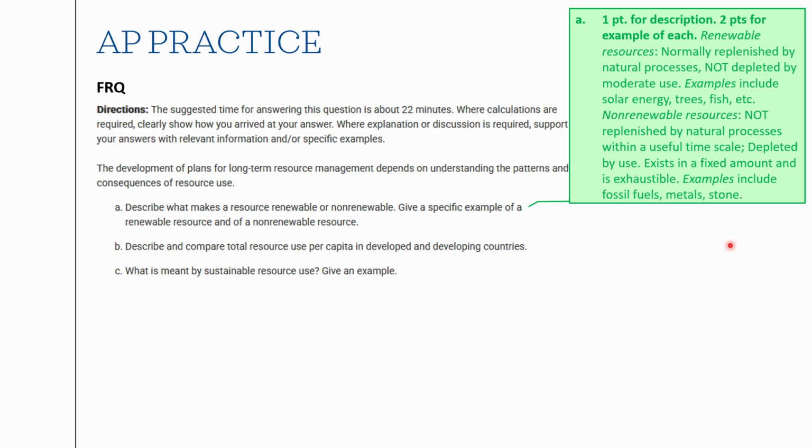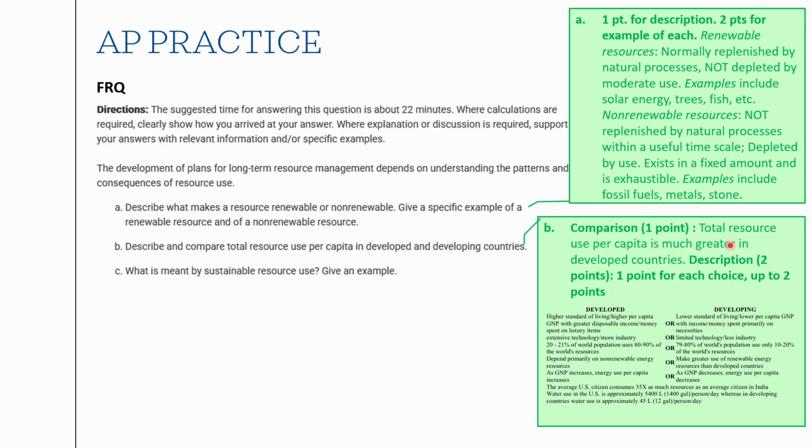Okay, so all right. Part B, describe and compare total resource use per capita in developed and developing countries. So 1 point for the comparison, and basically 1 point for saying that the total resource use is much greater in developed countries, right? And then the description, well, you could take any of these, any of the 1 point for each of the descriptions, right? So describing what's going on in the developed, higher gross national product, right? Lower per capita gross national product in developing countries. So I'll let you kind of read through here. You can tell there's a lot of things that you could have said for that question.